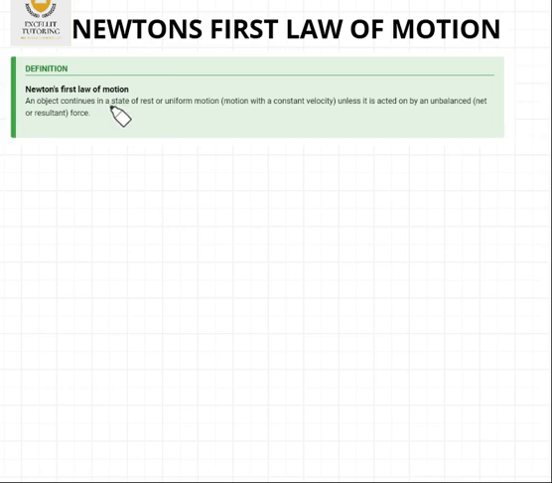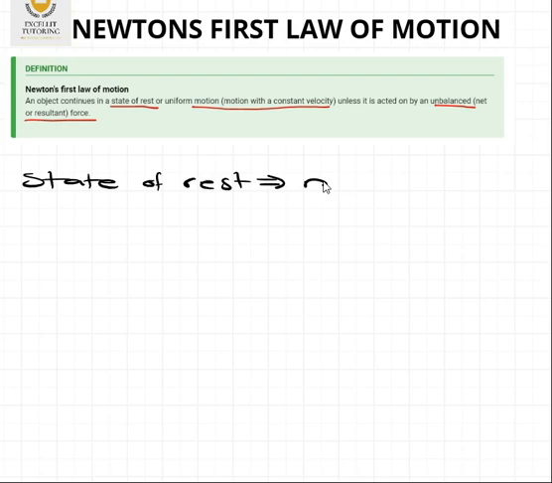Firstly, we have a state of rest. Then we have uniform motion, which is motion with a constant velocity. And then lastly, we are speaking of an unbalanced or resultant force. So let us explore that quickly. What does it mean if an object is at a state of rest? It means that the object is motionless. And if an object is motionless, this simply means that the velocity is zero.